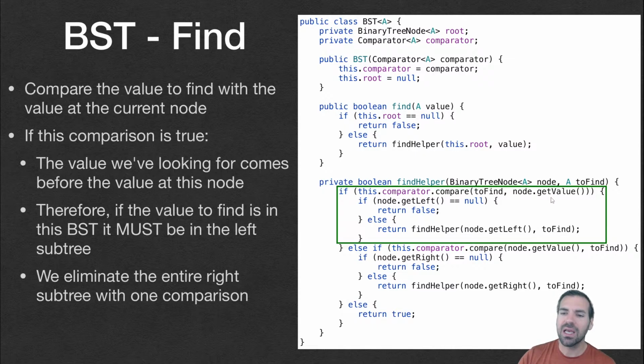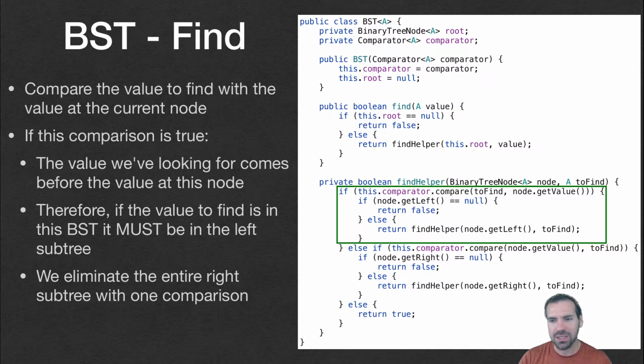If it does, then if the value of toFind, if the value we're looking for is in this tree at all, it has to be to the left of this node. That's the only place it can be. It cannot possibly be to the right, or else this is not a binary search tree. If you have this value that's less than this node's value and it's to the right of this node, something went wrong with your BST definition.